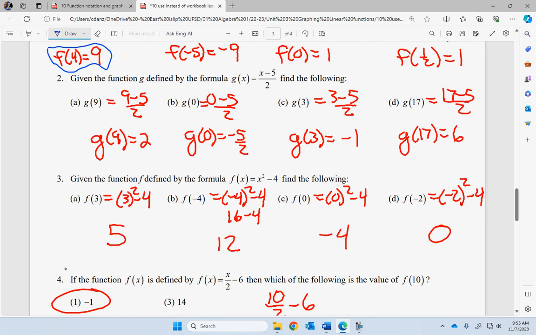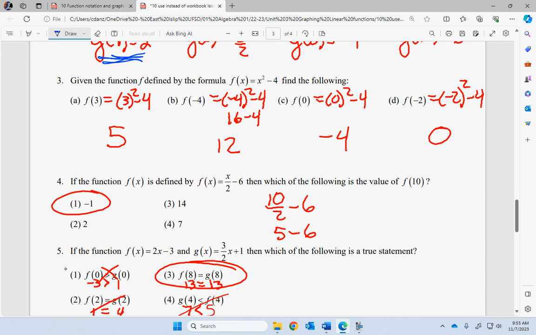If we look at number 2, again, we're talking about a function. This time they're calling it g. Any number that they put in here is my input. Therefore, I'm going to put it in place of x. So if I look at letter A, I have to figure out what g of 9 is. I put a 9 in place of the x. And when I follow the order of operations, 9 minus 5 is 4. And then 4 divided by 2 is 2. So that's how come g of 9 is equal to 2. And then you could check your answers for B, C, and D. Again, I'll answer any questions when I see you next.